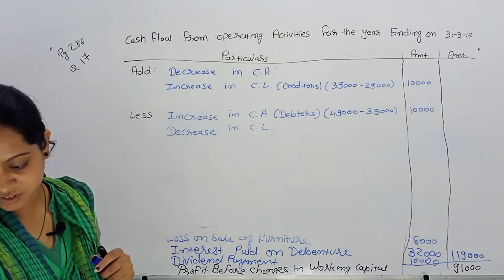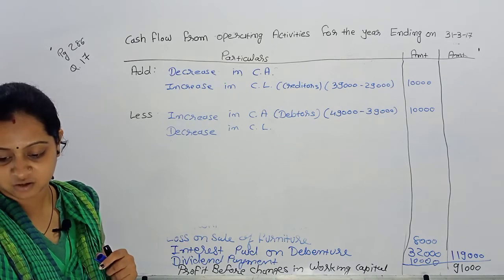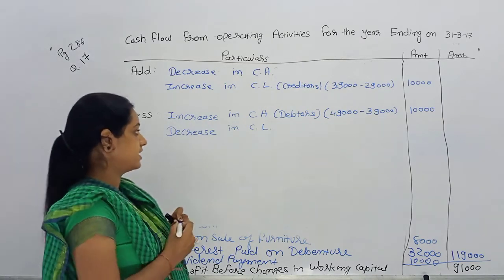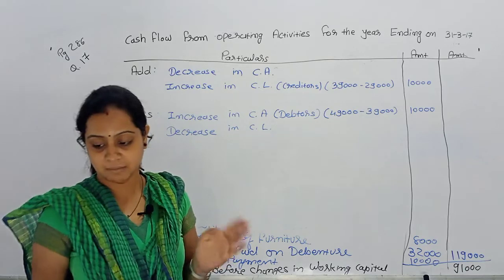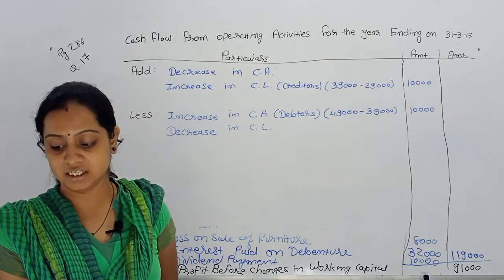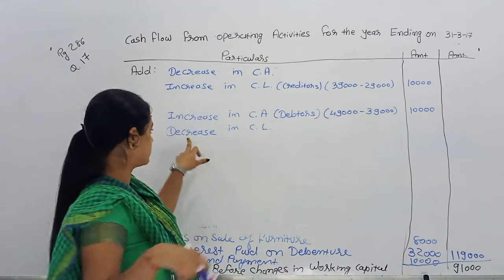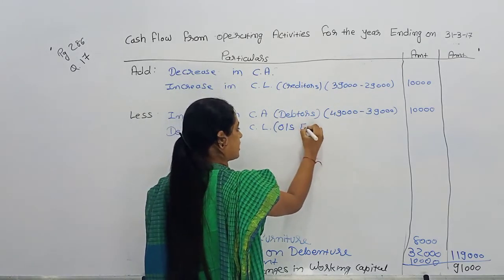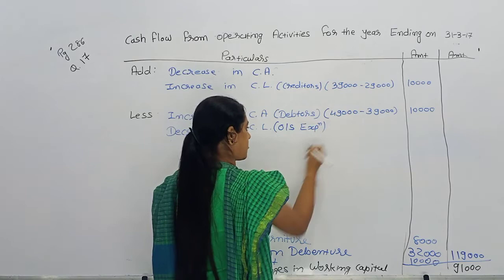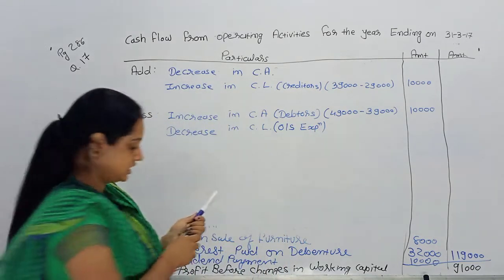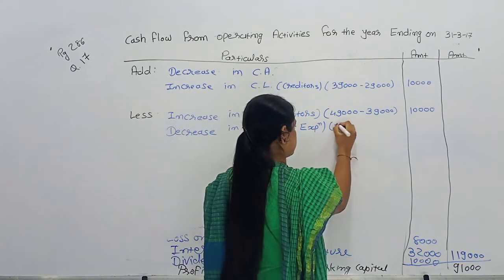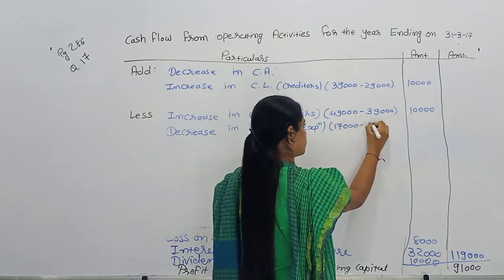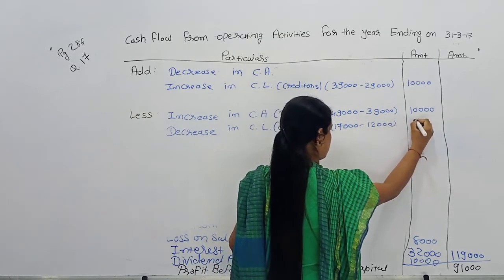Then outstanding expense, 17,000 and 12,000. Outstanding expense is our liability. In the beginning of the year it was 17 and at the end of the year 12. That means it has decreased. So here I will write outstanding expense 17,000 minus 12,000. Answer will be 5,000.